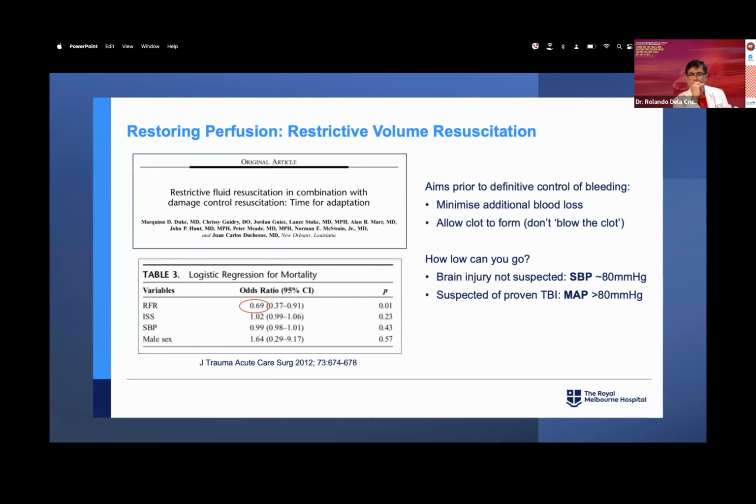The term "don't blow the clot" is often used, but my experience is you often don't get the blood pressure up quite high enough to literally blow a clot off, but at least giving the opportunity to get that patient to definitive control of bleeding.